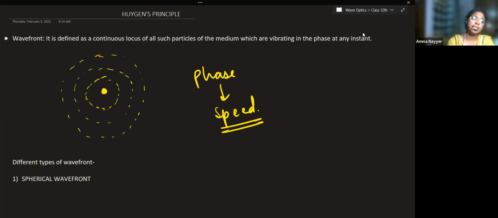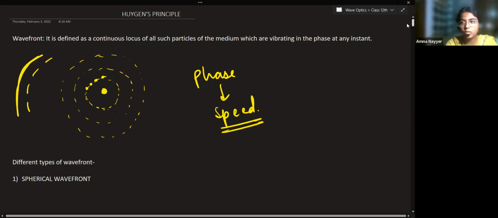And this complete locus of all the particles is this continuation. See, each is made up of a single particle. If you look carefully, this is a single particle, this is also a single particle, this is also a single particle. All these particles are together, and they ultimately appear to act as a wavefront. This is known as a wavefront. So wavefront is a very basic topic.